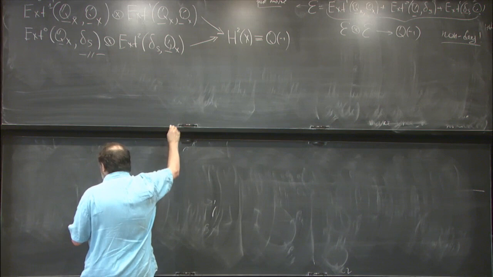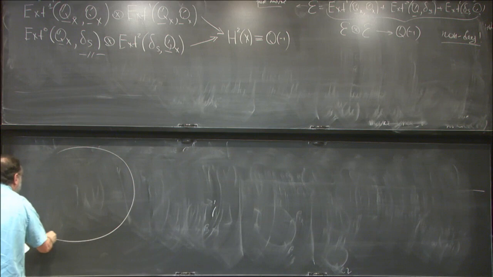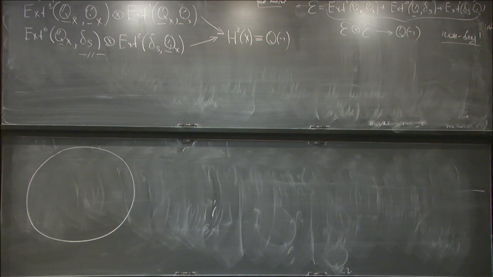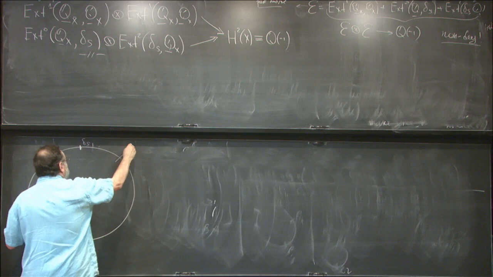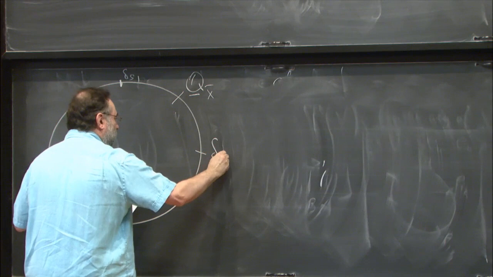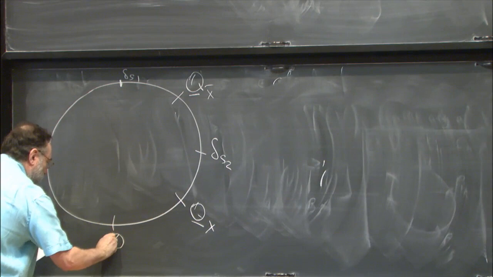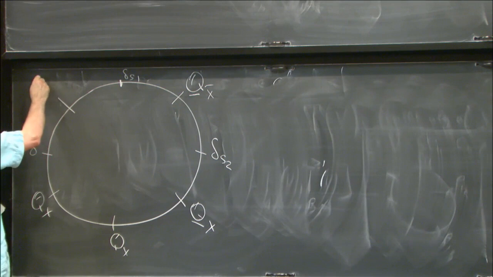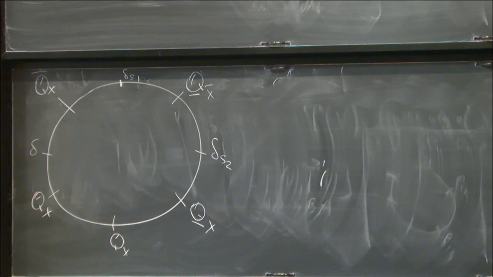So now we consider the following picture. Let's make a circle, a big one, and put on this circle these objects. Here we have the delta sheaf at point one. Here we have the constant sheaf Q, always over X-bar. Then we can again put here delta at point two, then Q_X, another Q, another delta, and another Q. So we consider a circle which is decorated by the objects I'm playing with: delta functions and the constant sheaves.